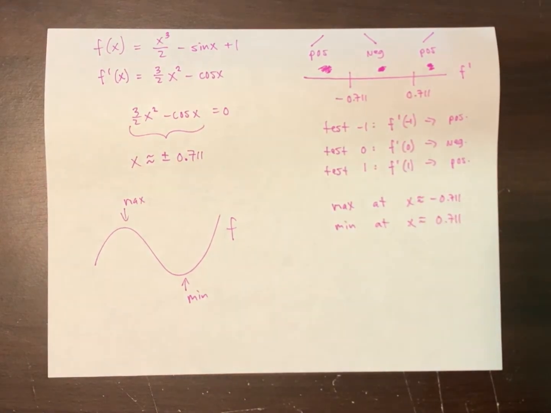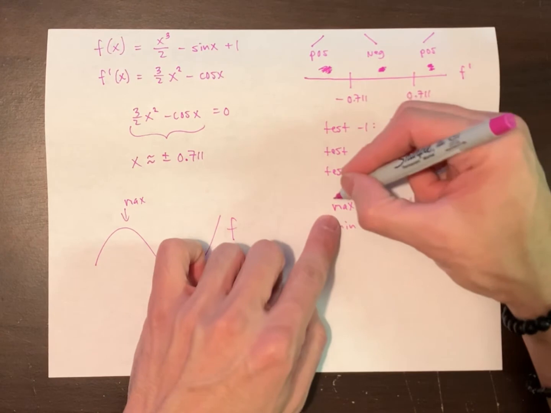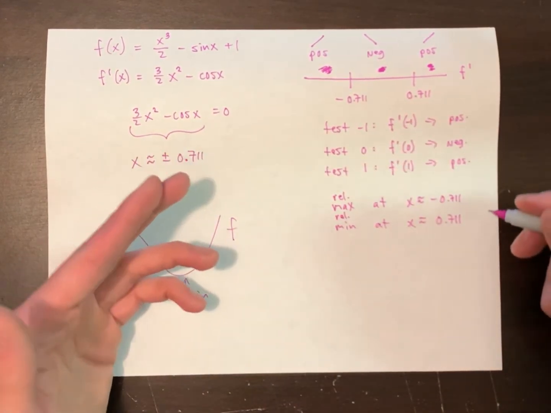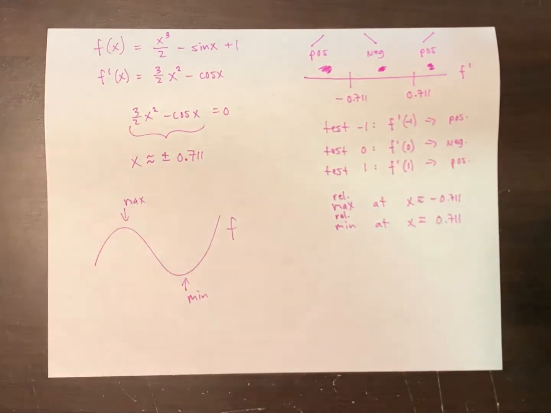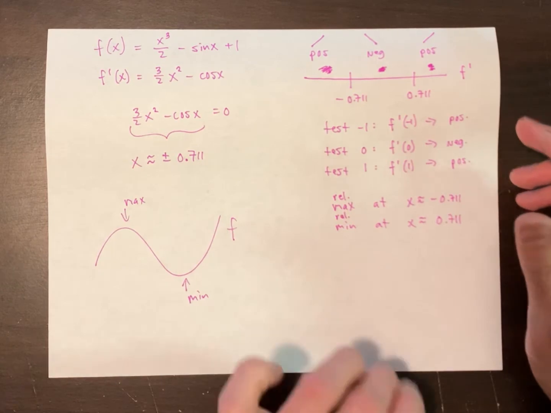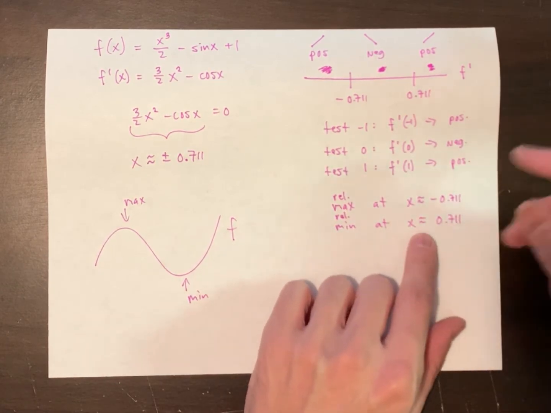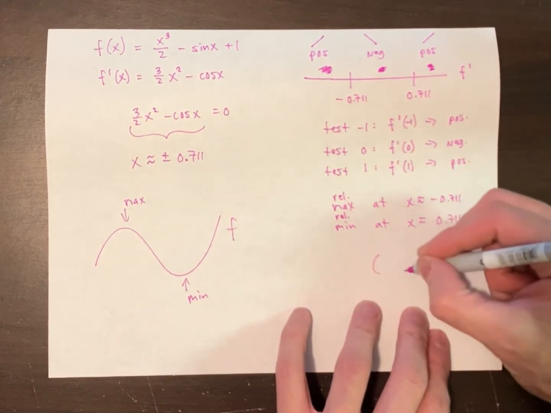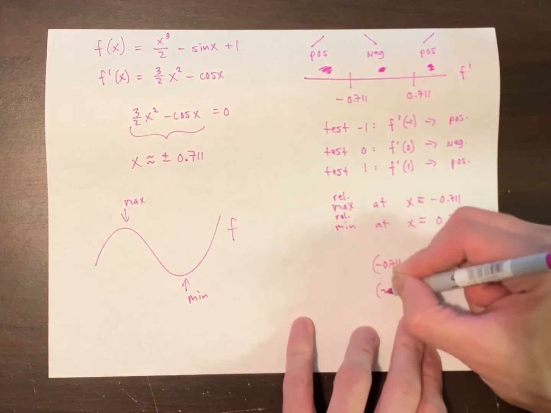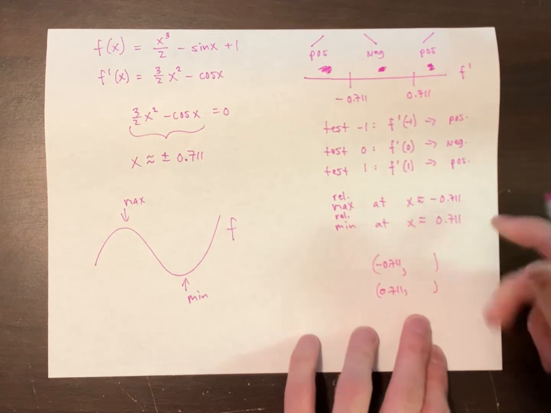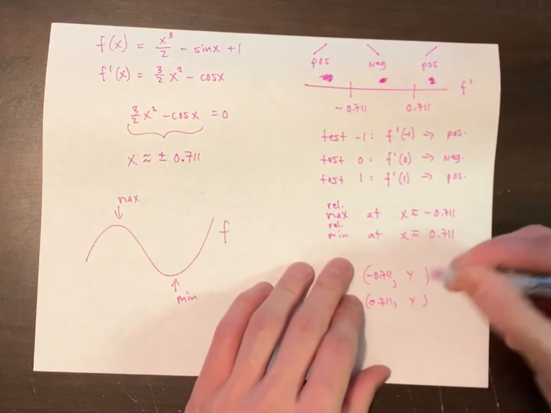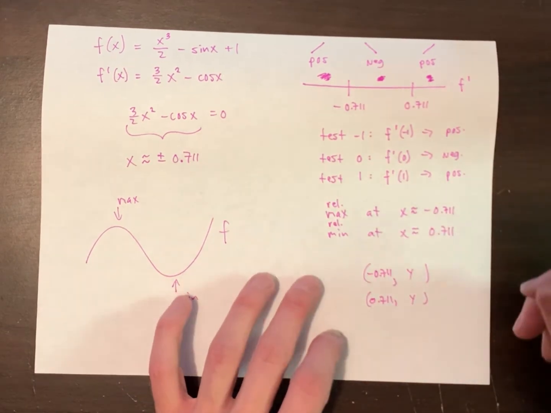Let me say a couple more things before I let you go. So this should really be called a local or a relative max, a relative minimum, because it's not the absolute maximum or minimum per se. It's just a local maximum, a local minimum at these locations here. If you want the actual point, like the coordinates, you'd have to take these x values and plug them into the original function to get their respective y coordinates. I'll let you do that.